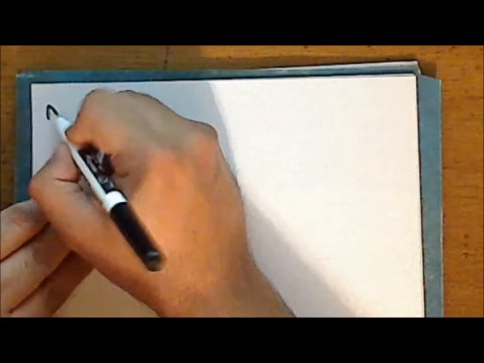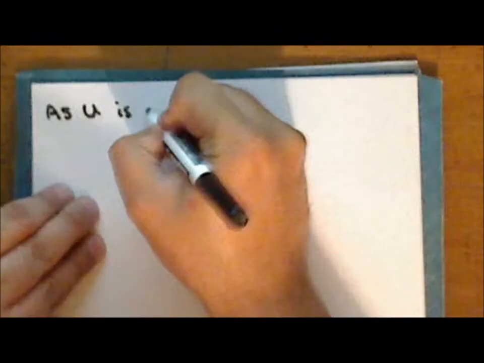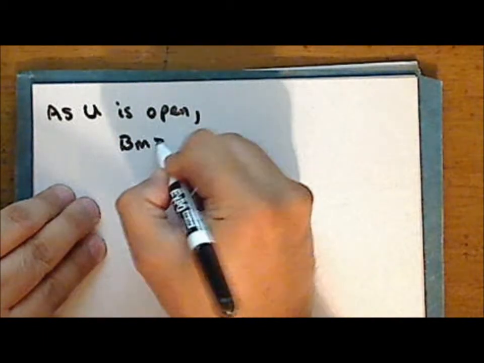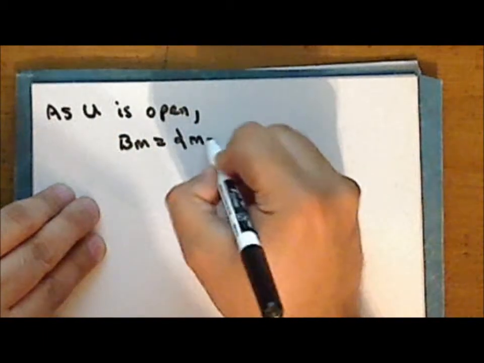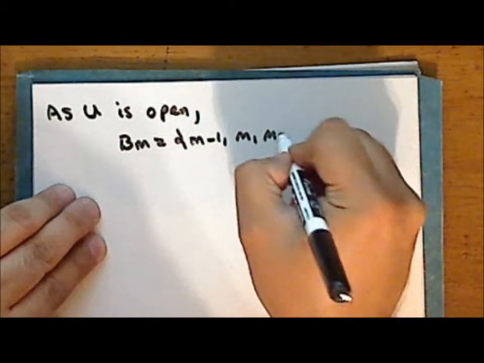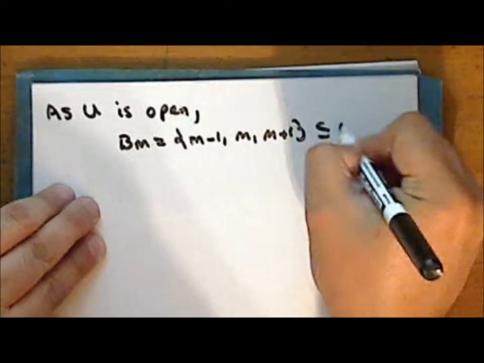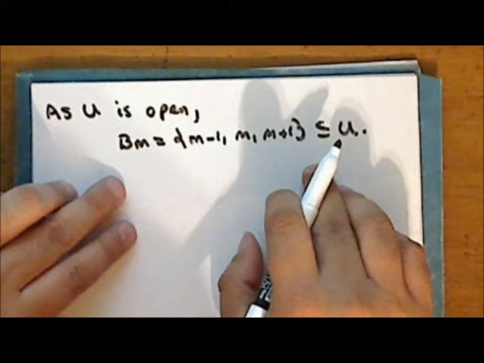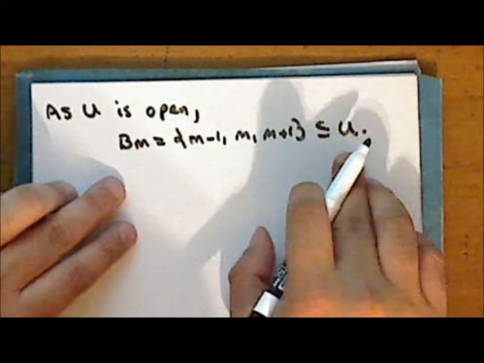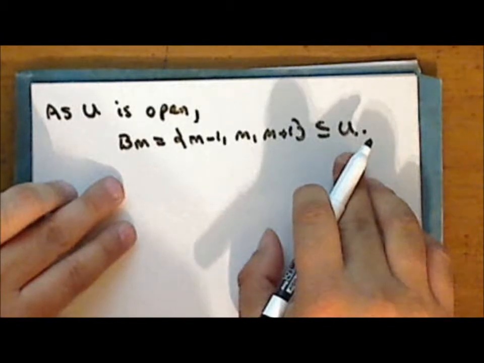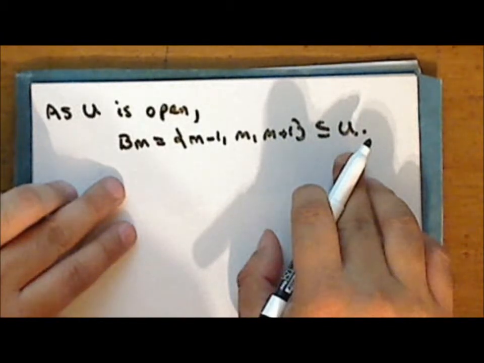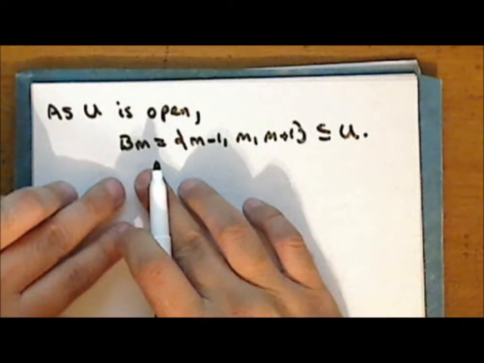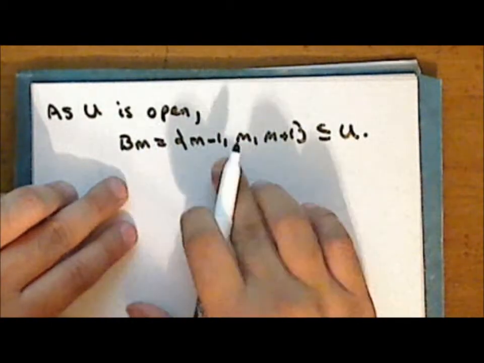Now, as the set U is open, the basis element B sub m, which is the 3-point set m minus 1, m, and m plus 1, is a subset of the set U, because once again, for any topology generated by a basis, a set is open if and only if for every element in the set there exists a basis element containing it, and for an even integer, the only basis element containing it is the 3-point set.